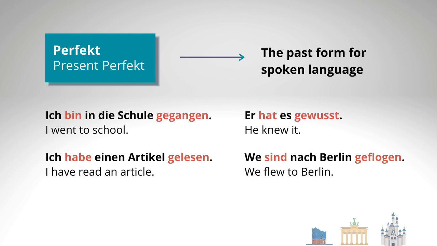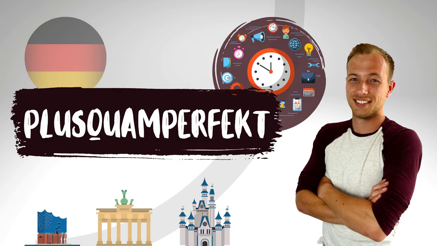Now it's time for some more practice. In the following, we will have some exercises that will help you learn the Partizip 2 or Partizip Perfekt, the formation of the perfect, and when to use it. And once we're done with that, we'll already move on with our final past tense in German, the Plusquamperfekt. Bis gleich. See you soon.